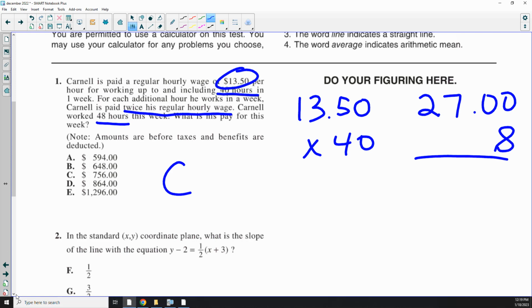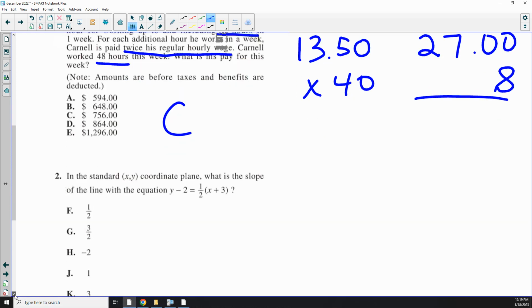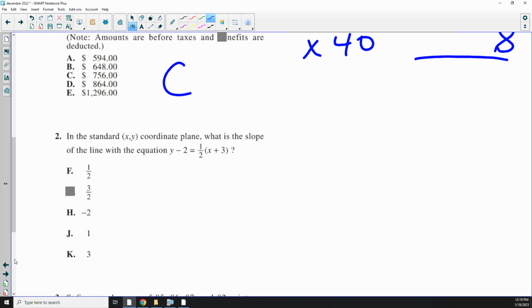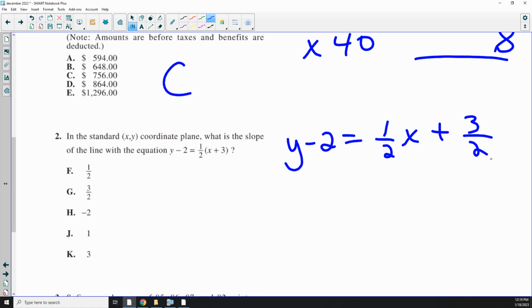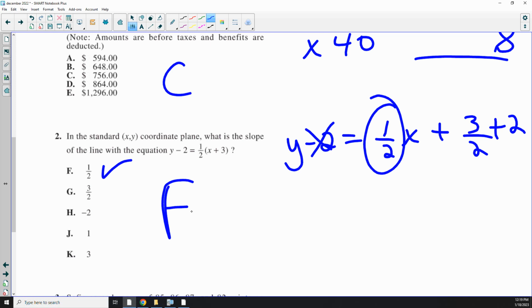Y'all should get this one right away if you've been in my class. What's the slope of this line? Well, you would distribute the 1/2. Everything I do is mx plus b, and you would add 2, but what matters for slope is the number next to the x. So the slope is what? Choice F.